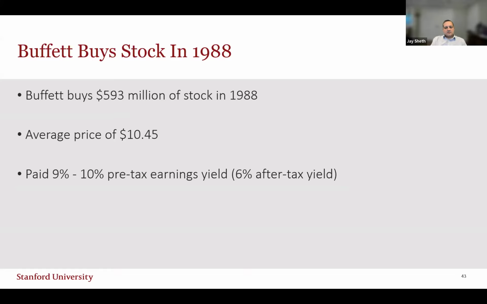In 88, the yield on 10-year treasuries was about 9%. So you're basically buying Coca-Cola as if it was a 30-year treasury bond with the benefit of future growth.